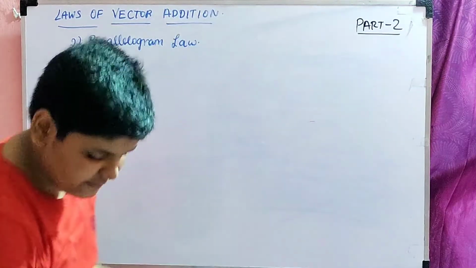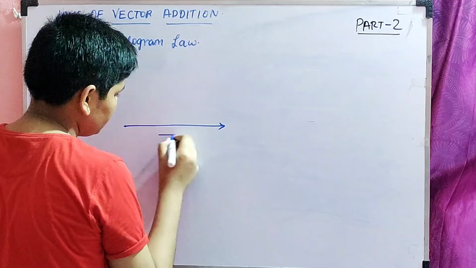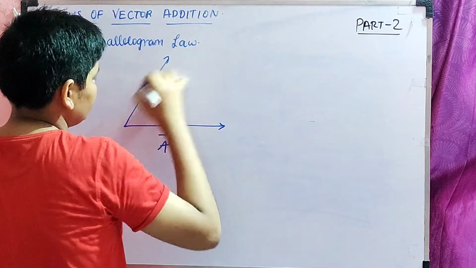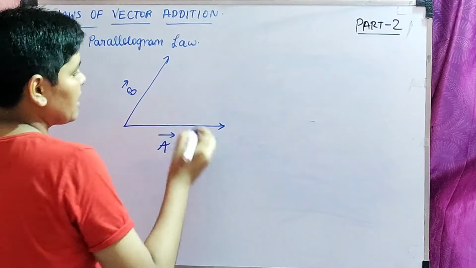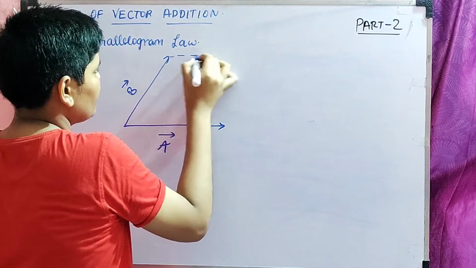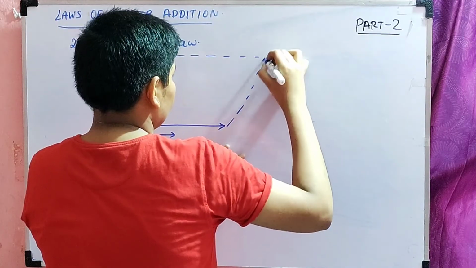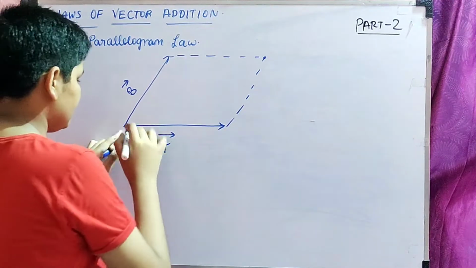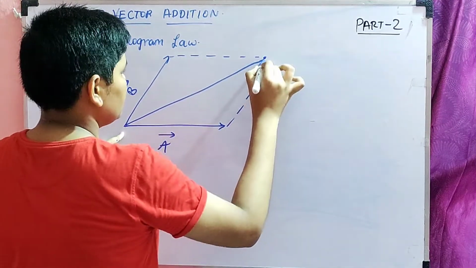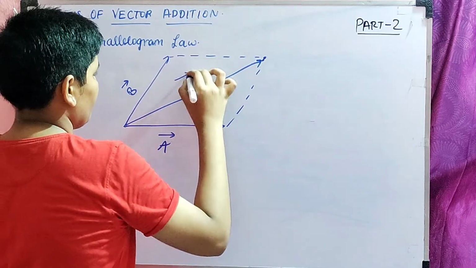If we have two vectors, this over here is A bar, and this over here is B bar. First step, you have to complete the parallelogram. After completing the parallelogram, you have to take the resultant as the diagonal. This is the resultant vector.